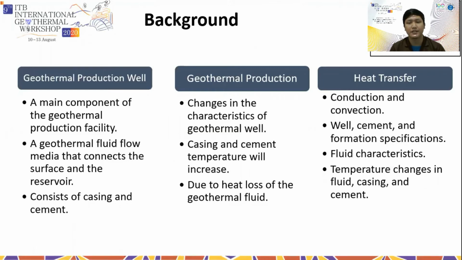During the geothermal production, the heat transfer will occur in the well by conduction and convection heat transfer. The convection heat transfer is the heat transfer that occurs between the geothermal fluid and the inside of the production casing, and the conduction heat transfer is the heat transfer that occurs between the casing and formation. There are several factors that influence the heat transfer in the well, such as well, cement, and formation specification. The fluid characteristic also influences the heat transfer in the geothermal well. The heat transfer will cause the temperature change in fluid, casing, and cement.